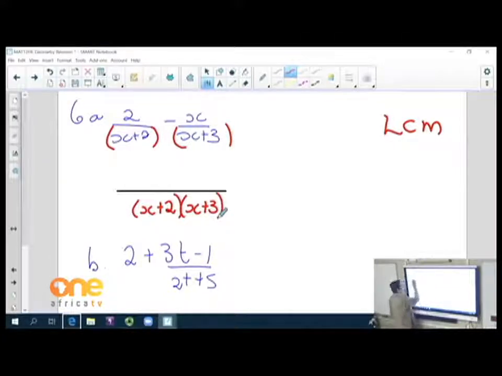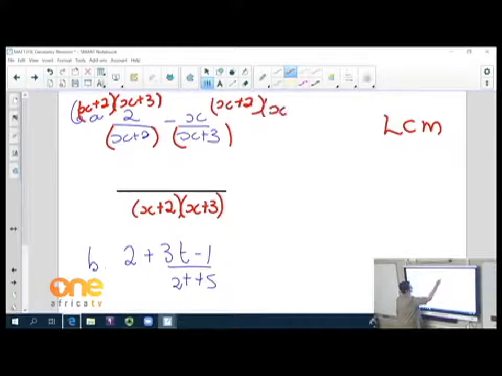And now we still multiply with that LCM. X plus 2, x plus 3. Do not be lazy for this step, otherwise you're going to struggle. X plus 3, and cancel. So this one cancels out. Then you have 2x plus 6. Here this one cancels out.